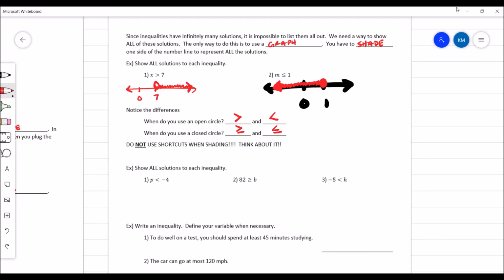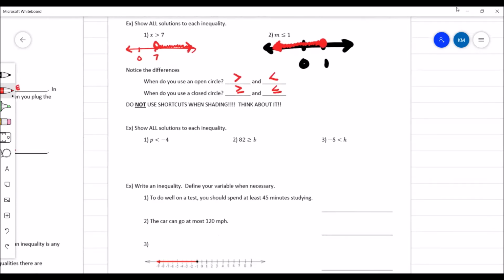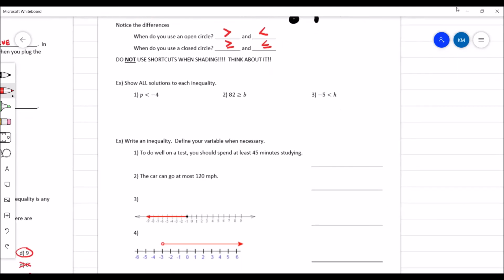Do not use shortcuts when you're shading. Okay, there's some people that are like, oh, well, if I just put the variable here, if I just do this, then I have to follow the arrow. Just think about it. Okay, I gave you one way to do that. I think about where the number 0 is, but if you just think about numbers around it, it works out.